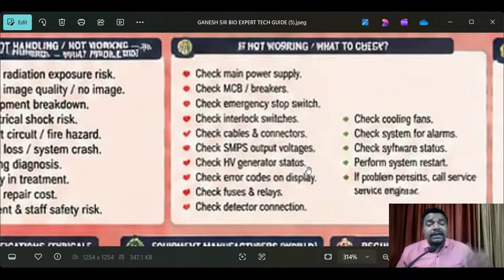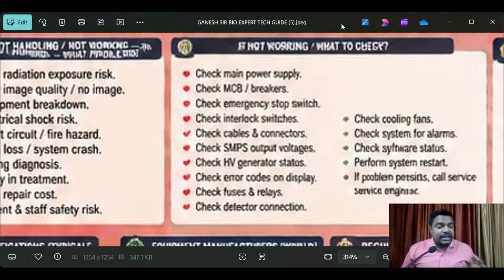Whenever you get a complaint, these are the problems that may happen. Check HV generator status, check error codes on the display, check fuses and relays, check detector connection, check cooling fans, check the system for alarms, check software status and perform a restart. And if there is still a problem, then you have to depend on the service engineer, whoever is available from the original equipment manufacturer.